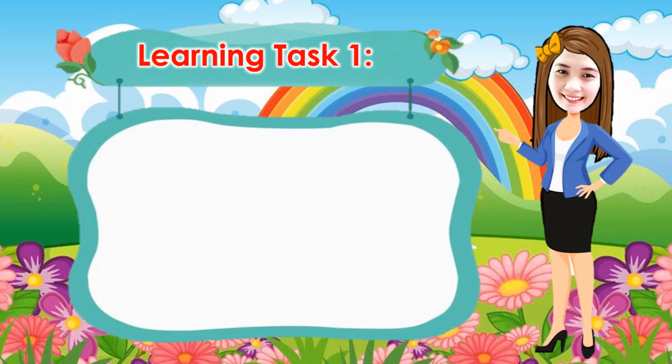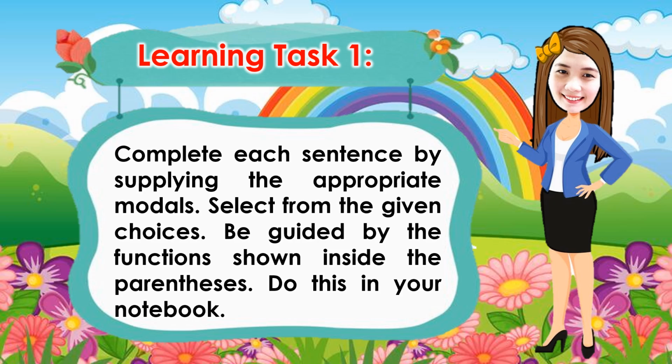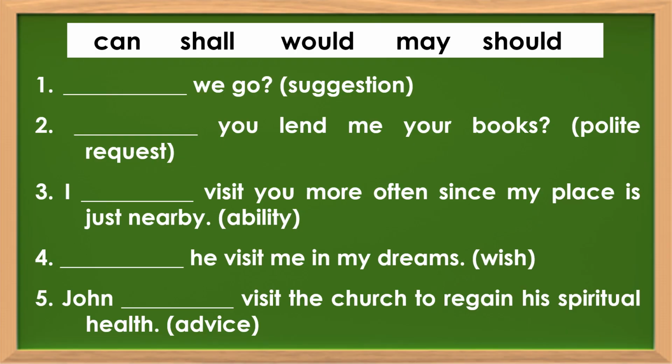Let's have fun and do these activities. Learning Task 1. Complete each sentence by supplying the appropriate modals. Select from the given choices. Be guided by the functions shown inside the parentheses. Do this in your notebook. Number 1. Blank we go. Suggestion. Number 2. Blank you lend me your books. Polite request. Number 3. I blank visit you more often since my place is just nearby. Ability.